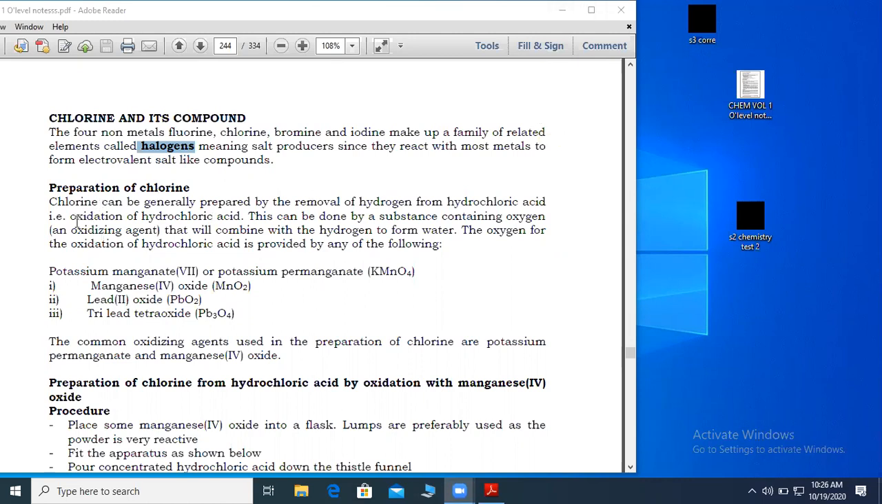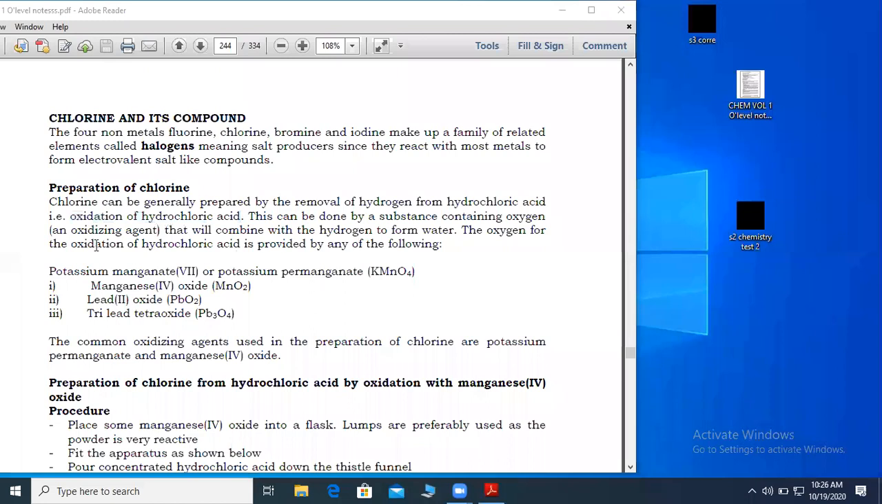So the reaction by which chlorine is prepared involves removal of hydrogen, which also means oxidation. So the process by which chlorine is prepared is oxidation of hydrochloric acid. This can be done by one substance containing oxygen. So we need one substance containing oxygen to oxidize hydrochloric acid to chlorine.